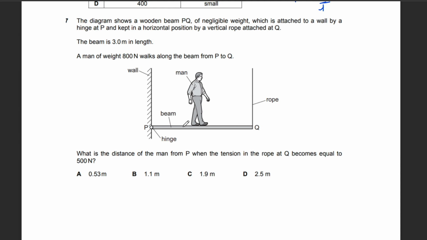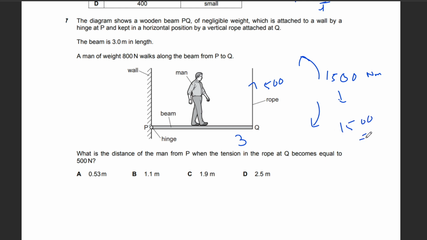So this distance is 3 and this is 500, which means that the anticlockwise moment will be 1500 Newton meter. And so we want this to be in equilibrium, which means the clockwise moment provided by this man will be equal to this 1500 Newton meters. So we just need to divide.